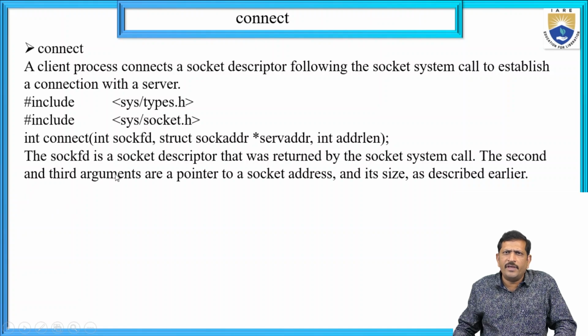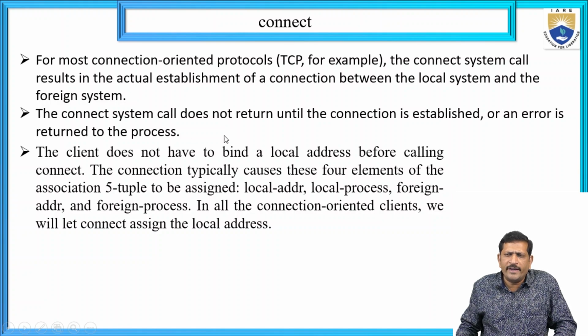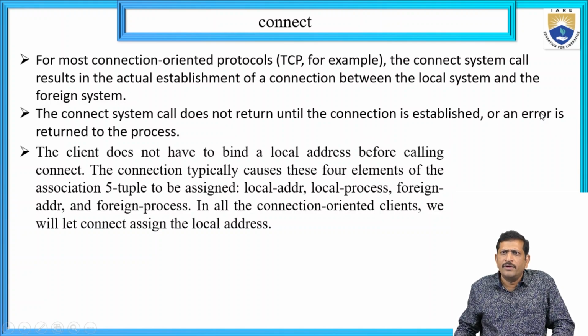The sockfd is the socket descriptor that was returned by the socket system call. The second and third arguments are a pointer to a socket address and its size, as described earlier. For most connection-oriented protocols, TCP for example, the connect system call results in the actual establishment of a connection between the local system and the foreign system. That means the connect system call does not return until the connection is established. Once it is established, the call returns. Otherwise, if the connection is not established, an error is returned to the process.